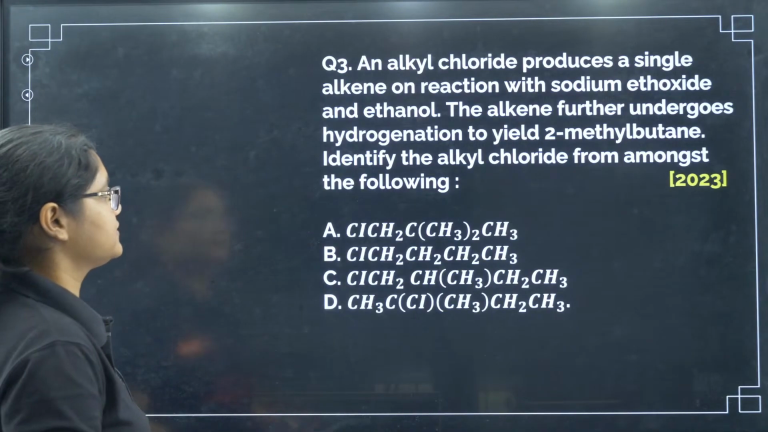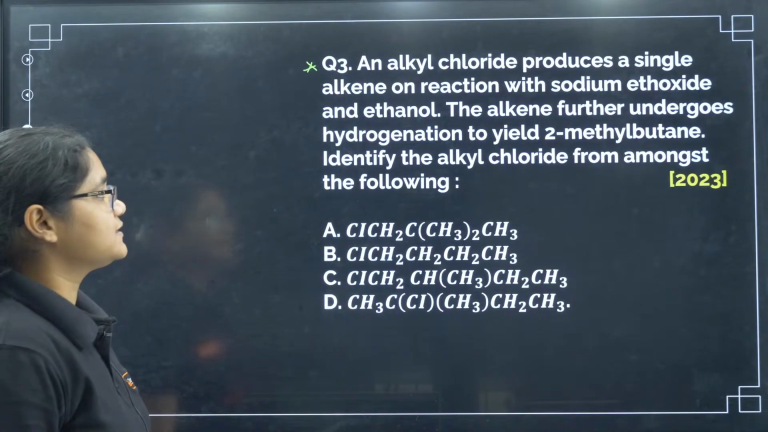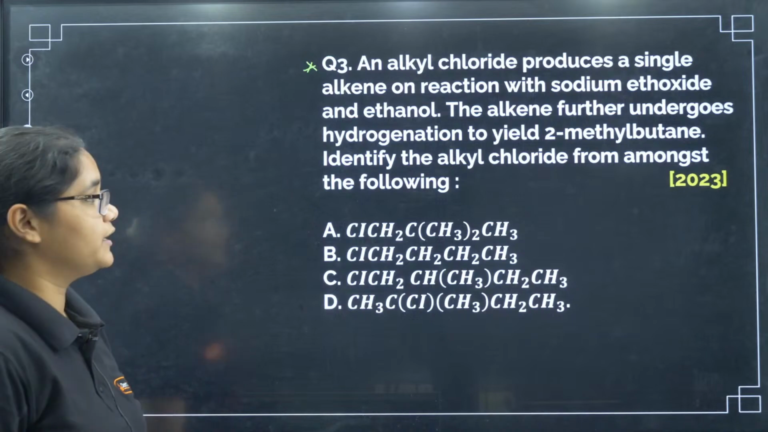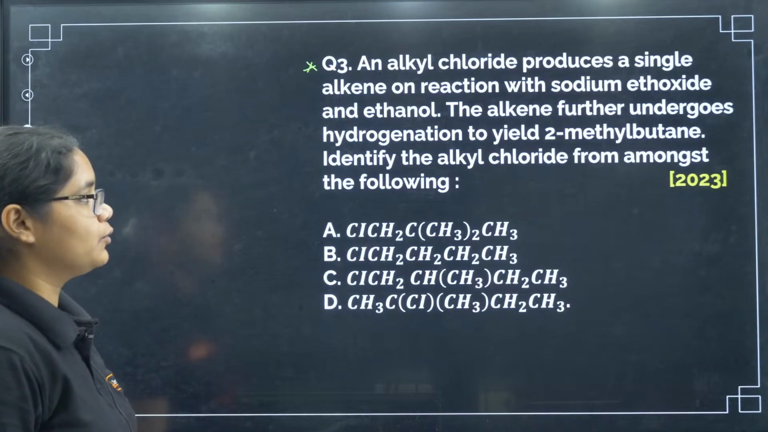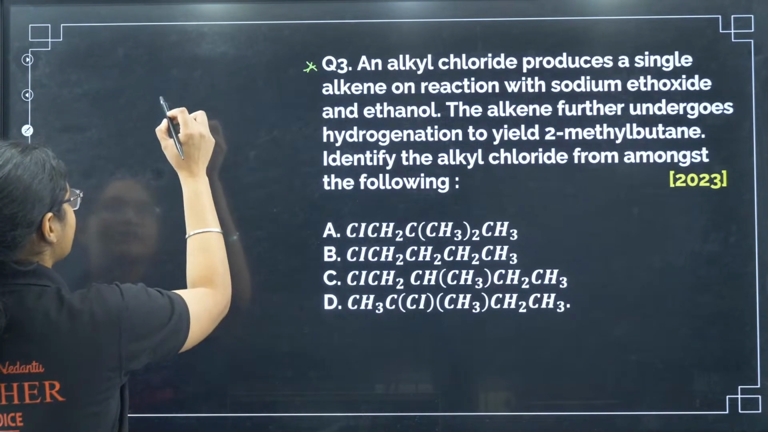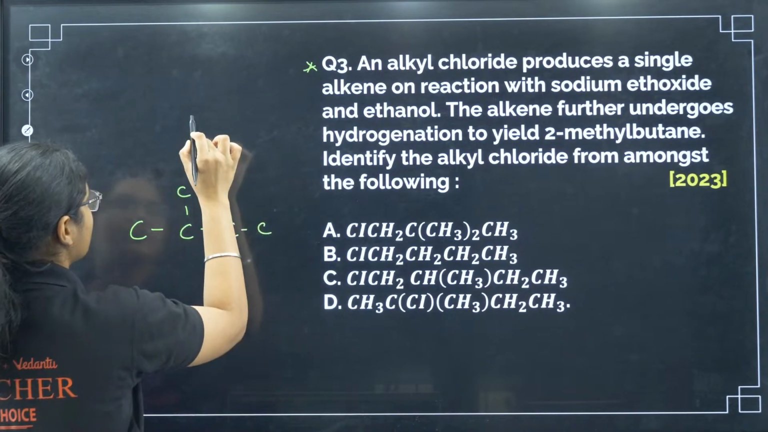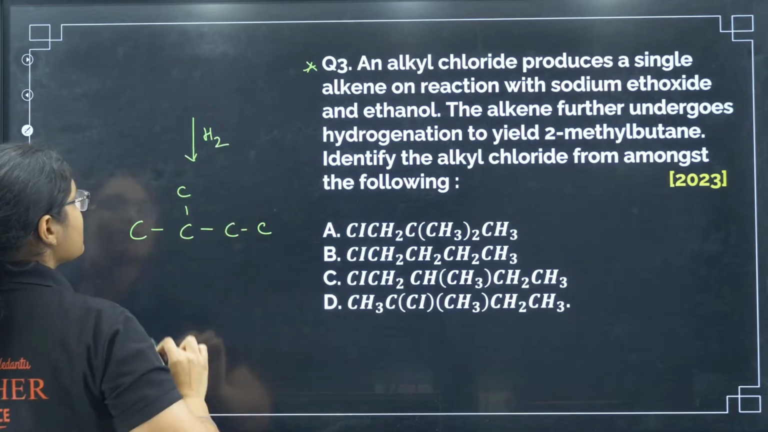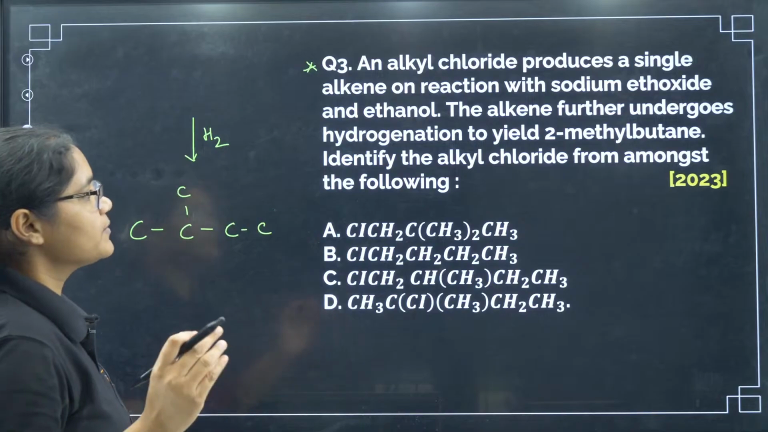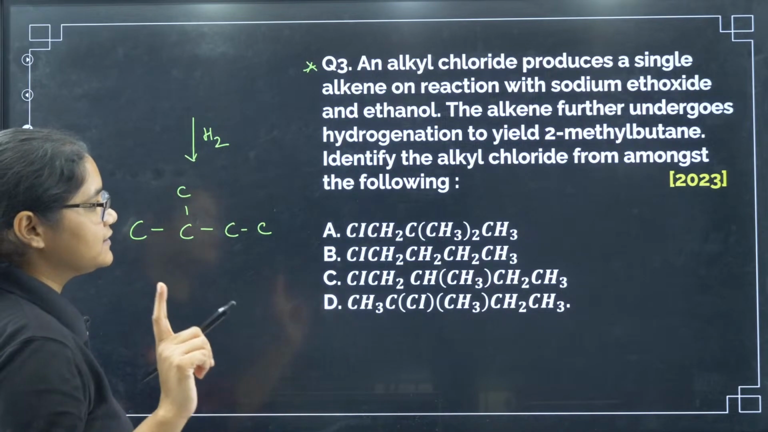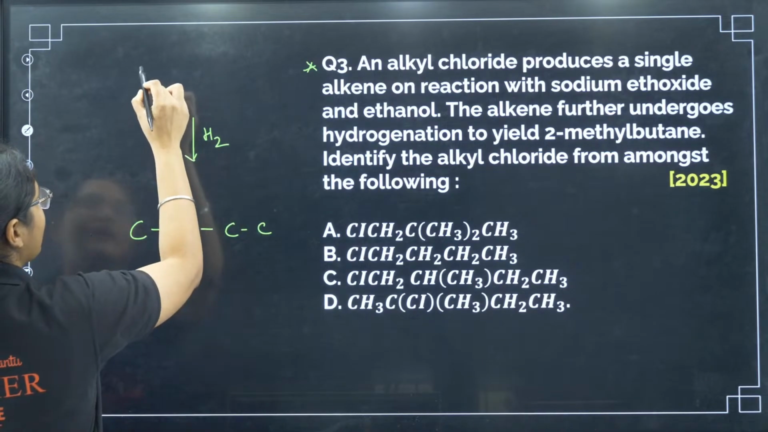Next, question number 3. This is also a very good question, a very tricky question as well. An alkyl chloride produces a single alkene on reaction with sodium ethoxide and ethanol. The alkene further undergoes hydrogenation to yield 2-methyl butane. So there is one alkene, and when you do hydrogenation, it gives you 2-methyl butane. That alkene is A, and the alkyl chloride, when you treat it with sodium ethoxide and ethanol, we get a single alkene.